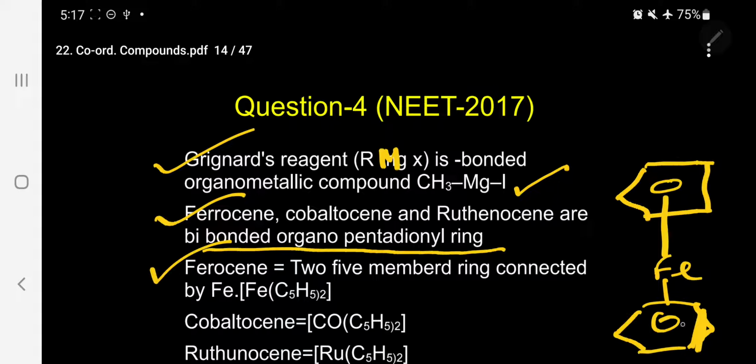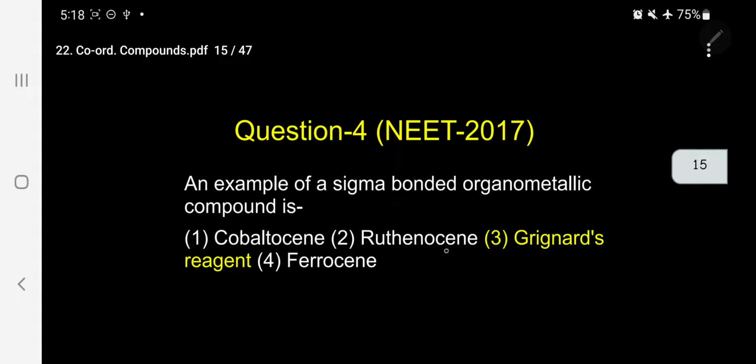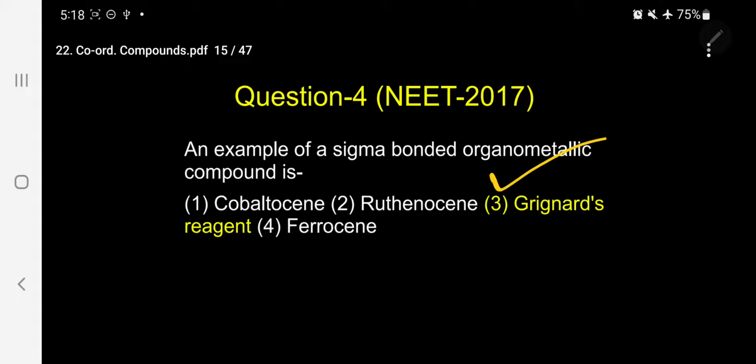So, instead of iron, if you add cobalt, it is cobaltocene. If instead of cobalt you use ruthenium, it is called ruthenocene. Kindly follow. So very, very easy. But the important information is that the other two may not be known, because it is not given in your book. Anyhow, you know what an organometallic compound is. So the answer is very easy. The answer is 3. Grignard reagent is the organometallic compound.